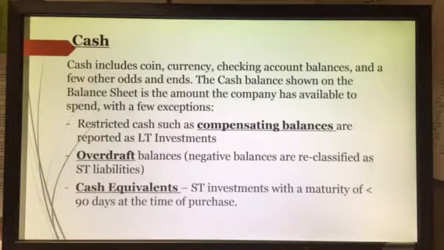Cash includes coin, currency, checking account balances, a few other odds and ends. The cash balance shown on the balance sheet is the amount the company has available to spend, with a few exceptions. First of all is what we call restricted cash. Restricted cash includes compensating balances, which are reported as long-term investments. Compensating balances would be an amount that a company is required to keep in its cash account as part of maybe a borrowing arrangement with a bank.